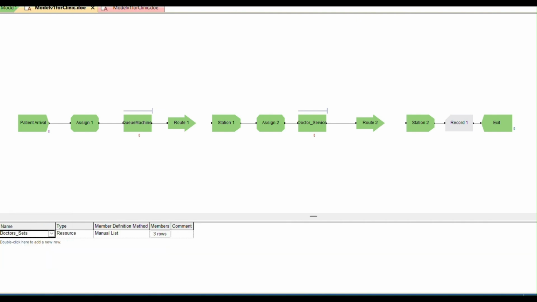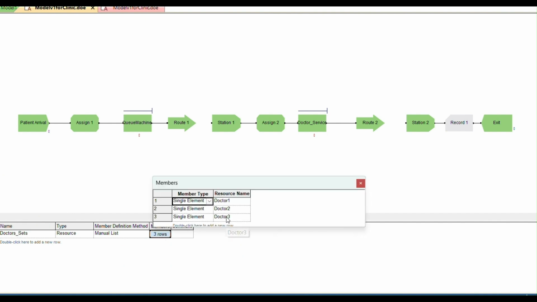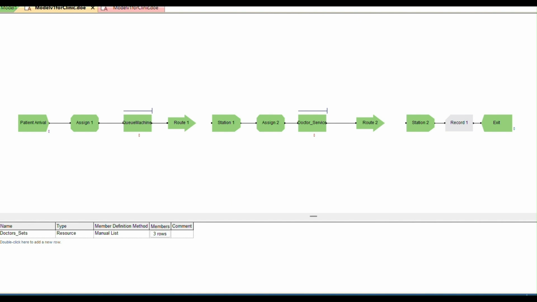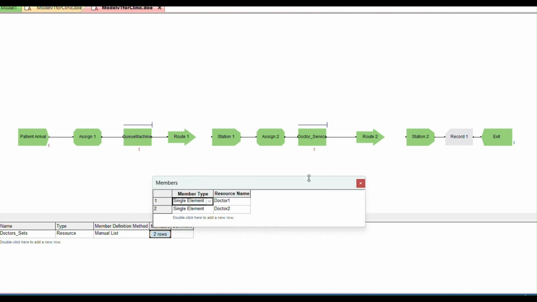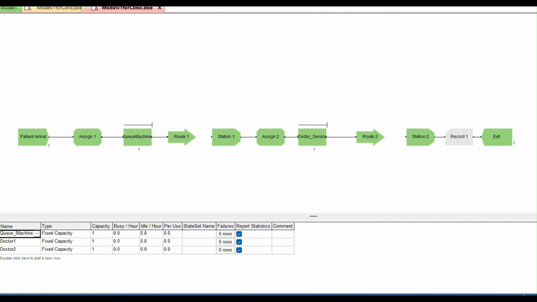And also from sets, I had a doctor set, which has 3 rows. I had to also delete Doctor 3 from here. I'm not going to delete it here because I have another model file for the improved one. So after doing these updates, this is the other one. I can show you that in this file, which is the improved version, this is the set having 2 rows, and this is the resource having only 2 doctors.